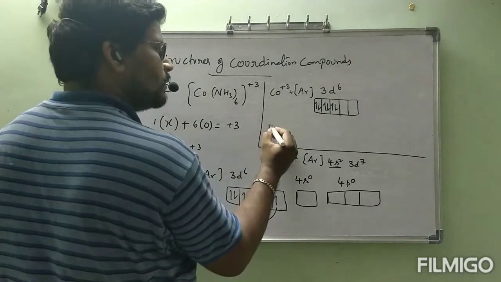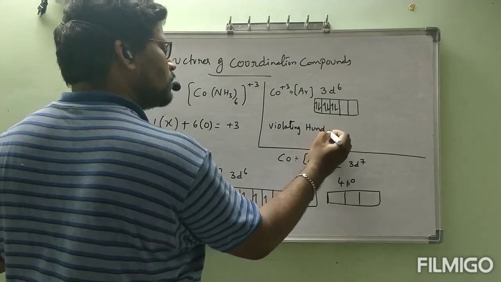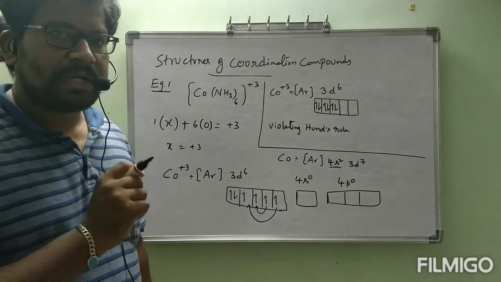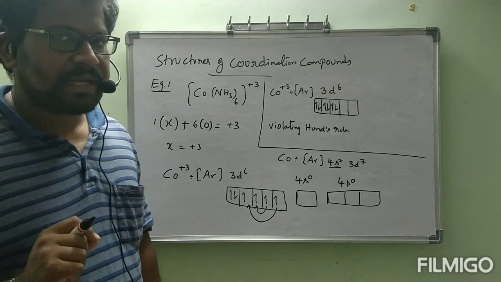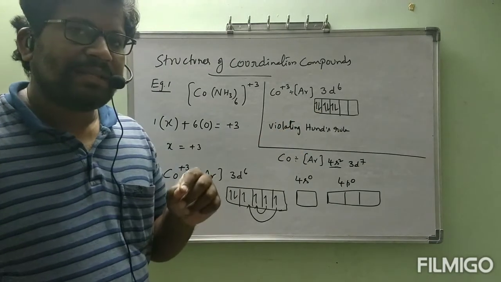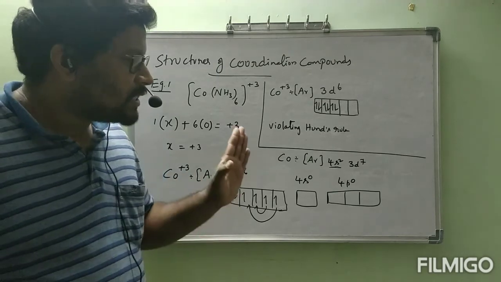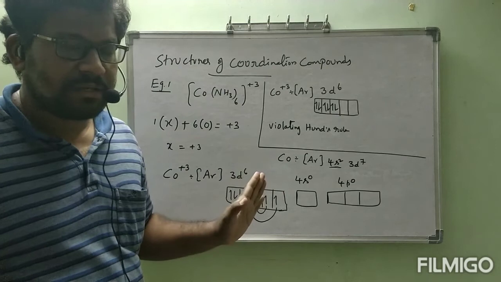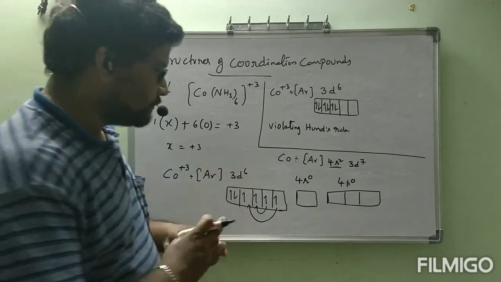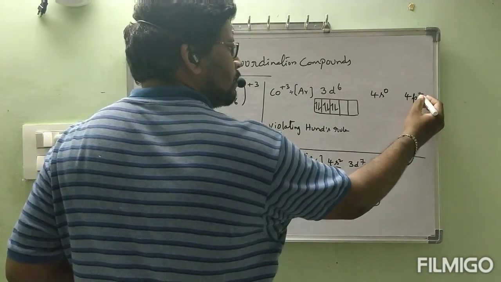This violates Hund's rule. What does Hund's rule say? Electrons will enter the orbitals singly first, and only after that will pairing take place, like that we know, correct? But here, 1, 2, 3, 4, 5, 6, like that Hund's rule is getting violated. I will clarify all the reasons. First, what is happening at the time of formation of bonds? Please understand. I will give clarity about that for you. No problem at all. Next, what remains is 4s0, 4p0.